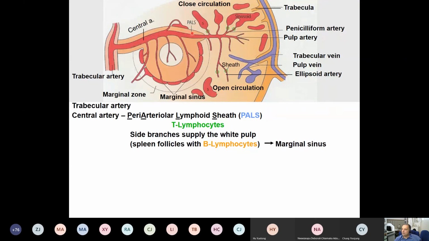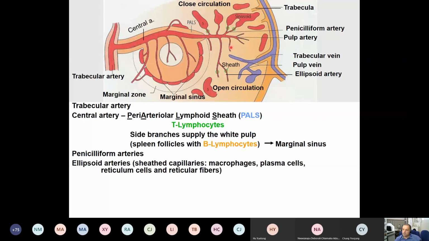Then the main artery, the central, goes on, and in one spot, basically at one place, it splits at the same time into many smaller branches, which are called penicilliform arteries. It's like a paintbrush. That's why the name penicilliform arteries. And the penicilliform arteries continue into capillaries.